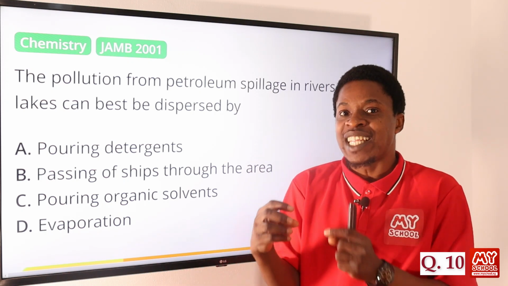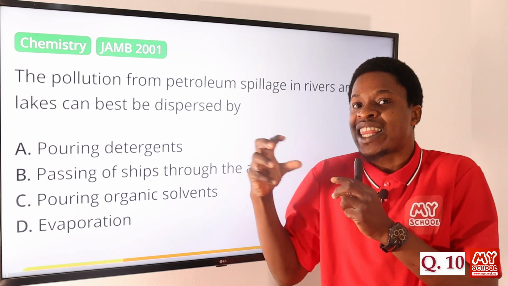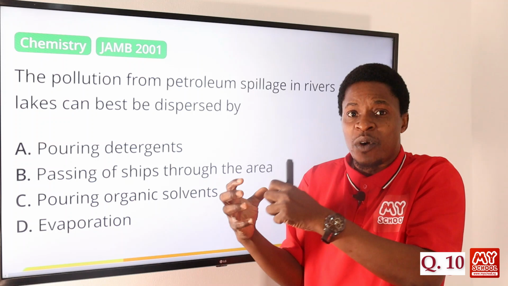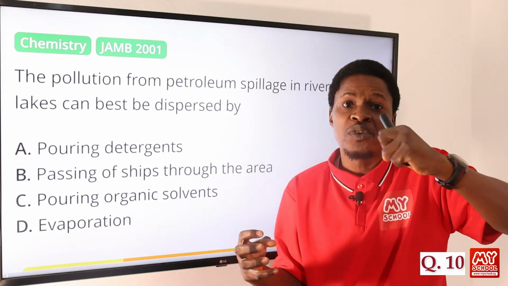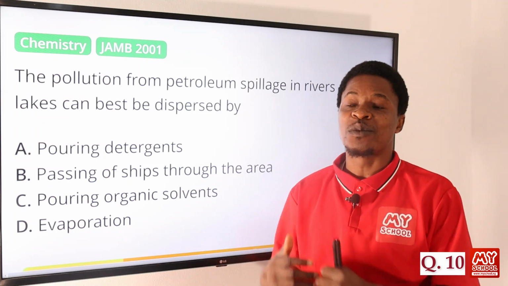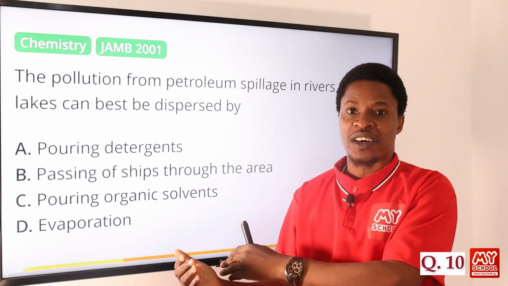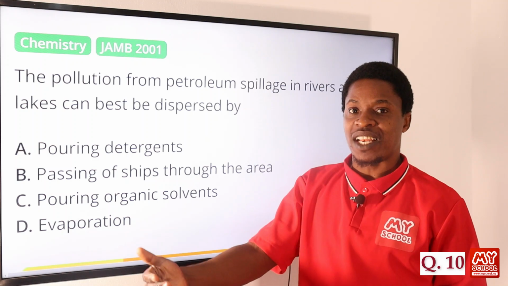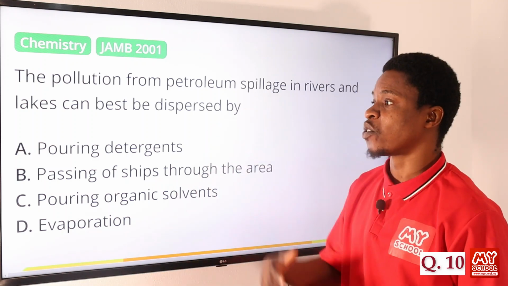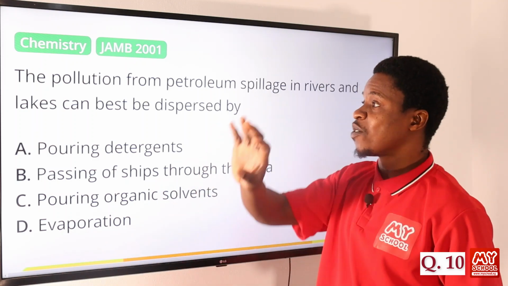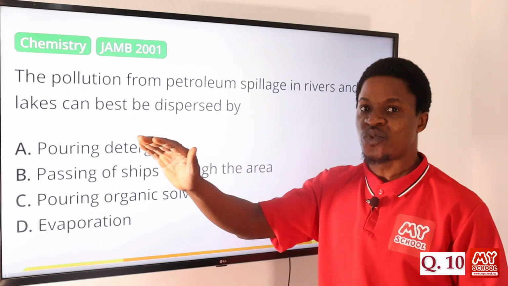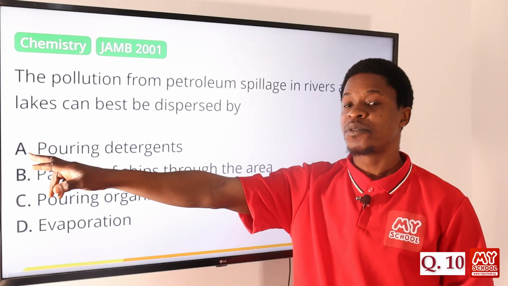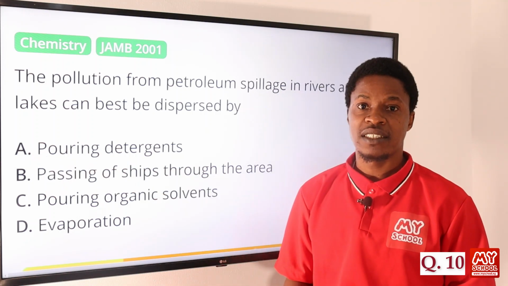So what happens is that the end of the detergent will attach to the molecule of the oil that is on the water. Once it attaches there, it will be able to pull it off. That is what we call hydrophobic, or lipophilic. Lipo means from lipid, from oil. So pouring detergents is definitely going to help to disperse. It's the best way to disperse petroleum spillage on water. So option A is the correct answer.